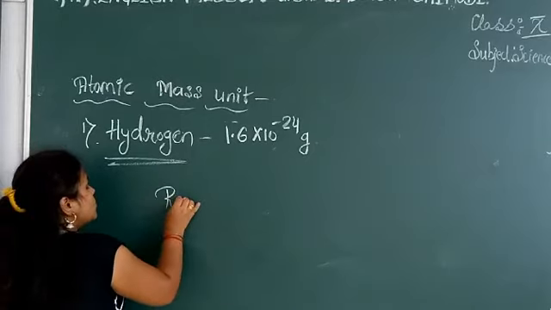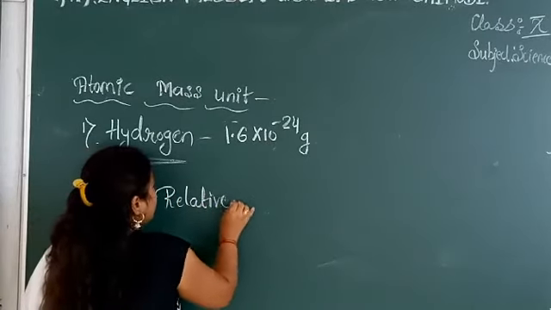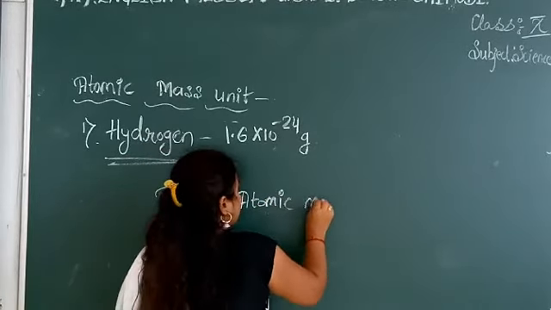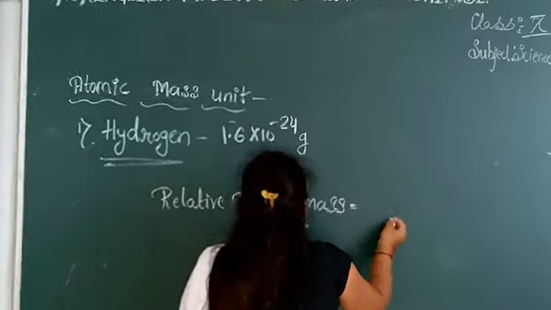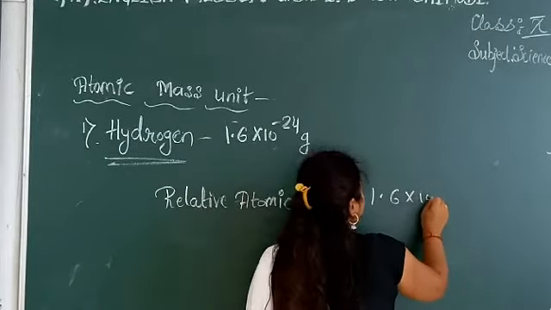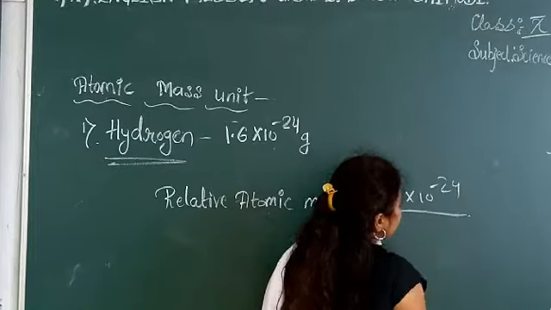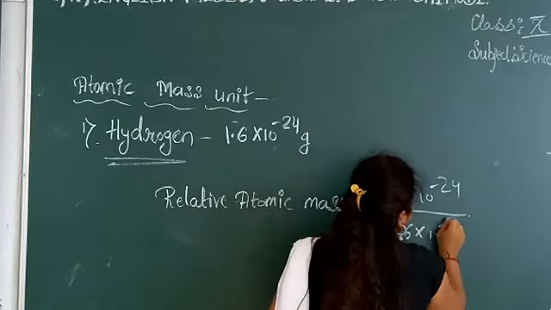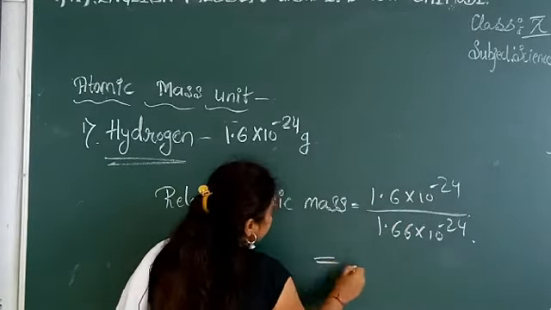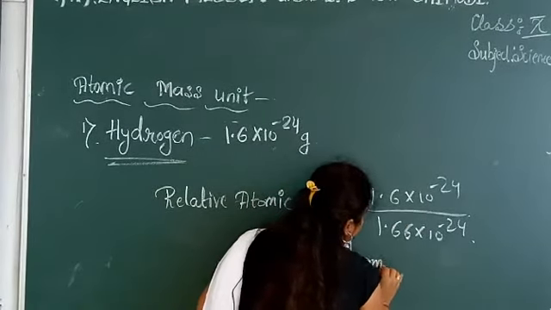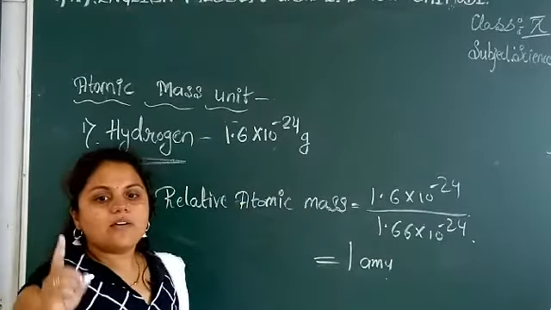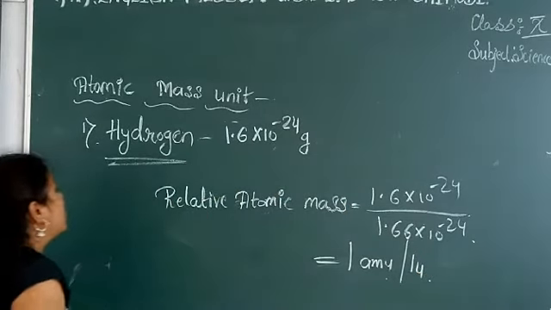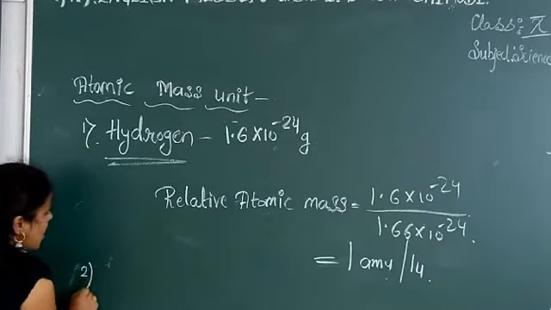How are you going to calculate the relative atomic mass? That is 1.6 into 10 raised to minus 24 divided by 1 unified mass, or 1.66 into 10 raised to minus 24. So what is the value now? It is 1 atomic mass unit, or 1 U. You got the value, or weight, of hydrogen.